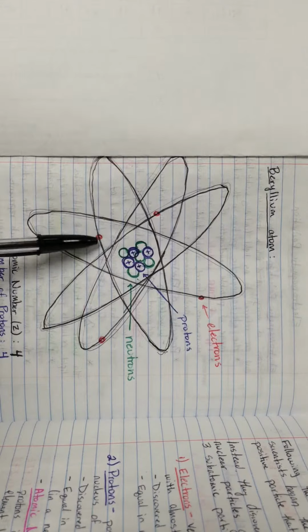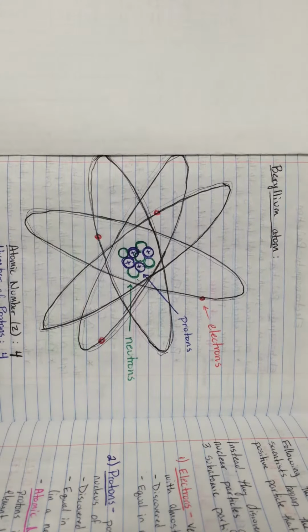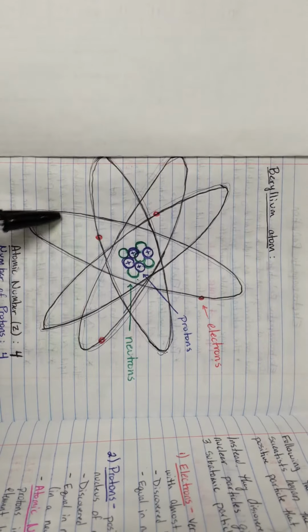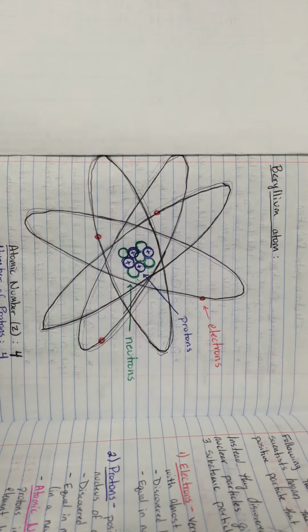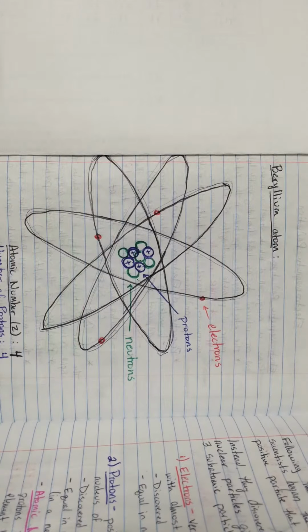Now you'll notice that this is not to scale. In fact, the electrons are significantly smaller than a proton and a neutron. But this is just a model, so we have to suspend our sense of scale at least for a little bit so that it all fits on one page.